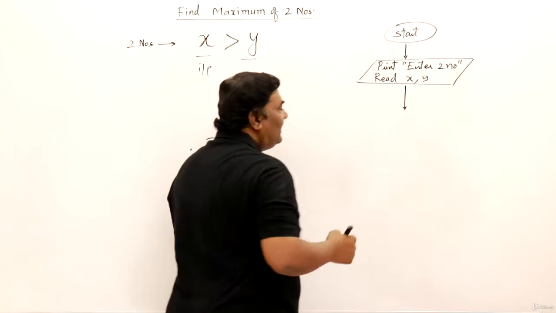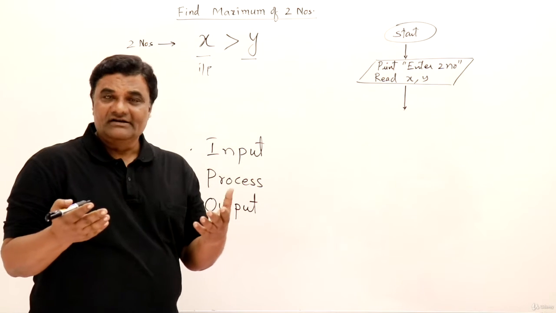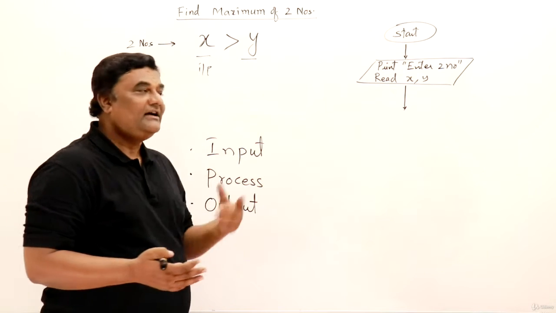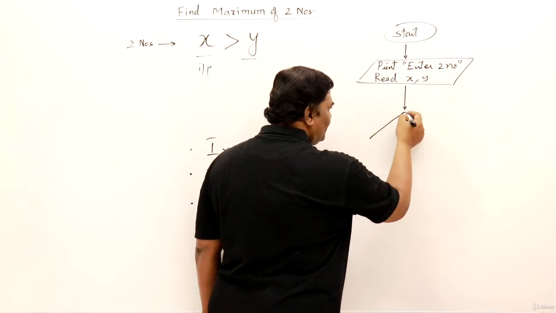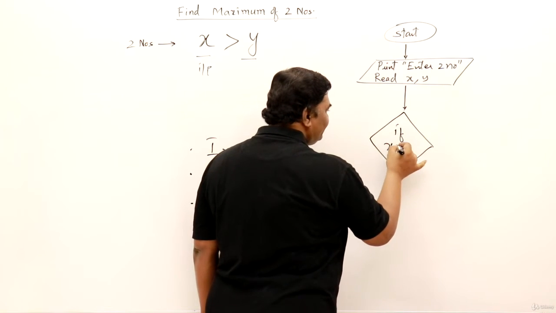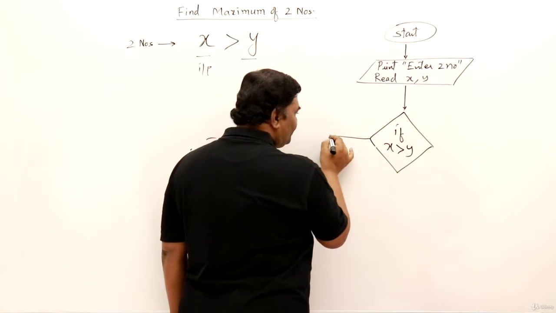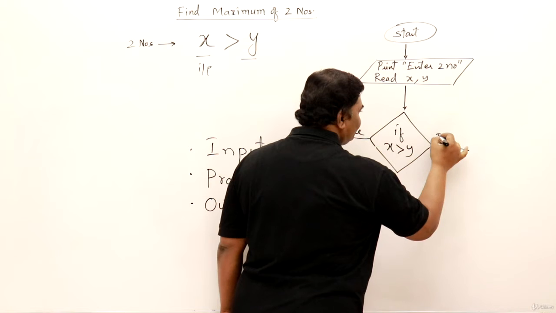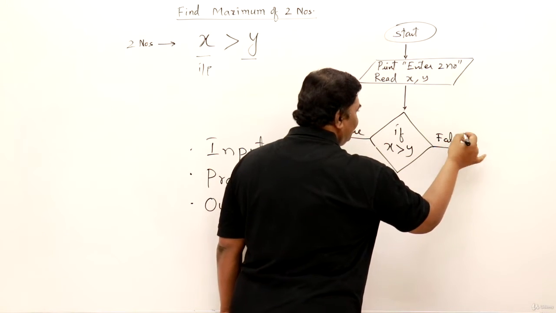The next, after reading these values, I should check which one is greater. So which one means, is x greater than y? I should check this one. So the condition block here, if, what is the condition? x is greater than y. If true, I will take this direction, and if false, I will take this direction, right? So you can take any direction.